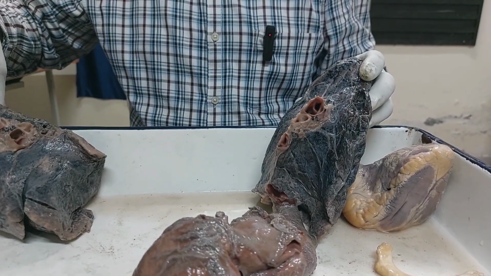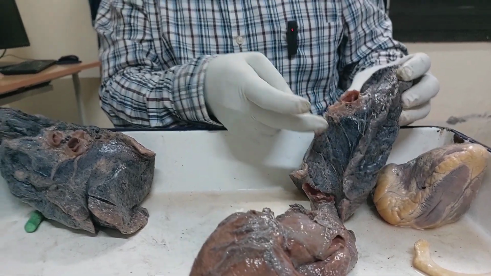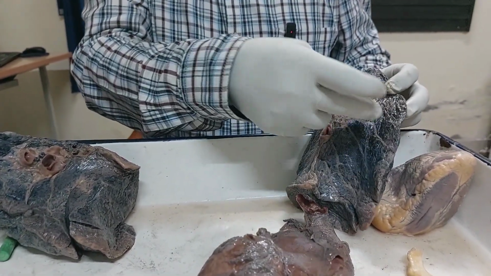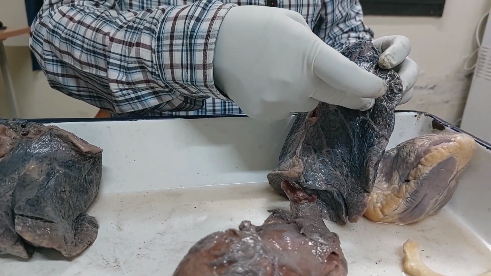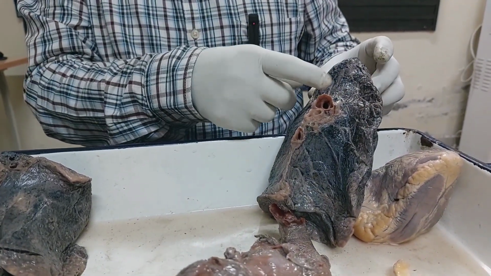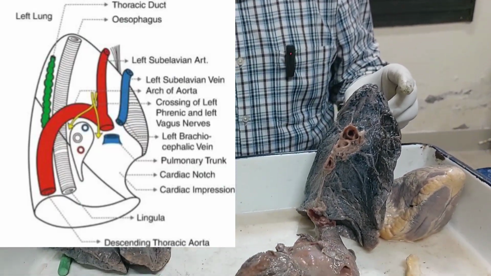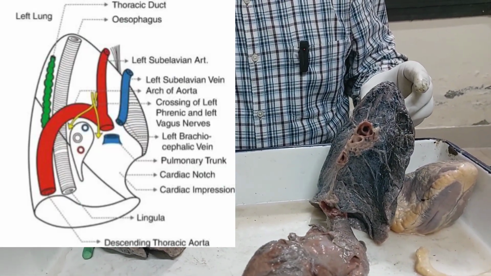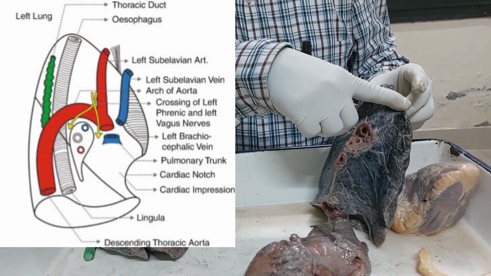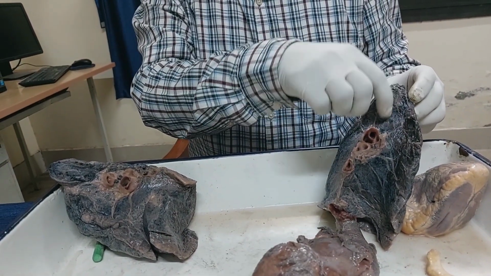On the right side, arch of azygous vein and azygous vein. And this is the cardiac impression. So above the cardiac impression, here will be an impression for the pulmonary trunk. And on the medial surface of the apex, on the right side, it has right brachiocephalic vein. On the left side, left brachiocephalic vein. On the right side, brachiocephalic trunk. On the left side, left subclavian artery.